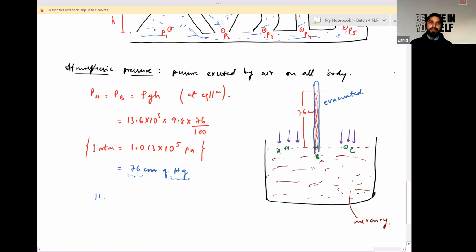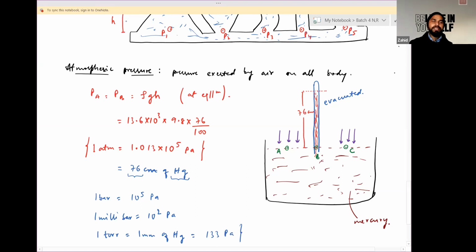There are some other units. 1 bar equals 10 to the power 5 Pascal. 1 millibar equals 10 to the power 2 Pascal. And 1 torr, which is the pressure due to a 1 millimeter column of mercury, defined by Torricelli, equals 133 Pascal. Just write it down till this part.